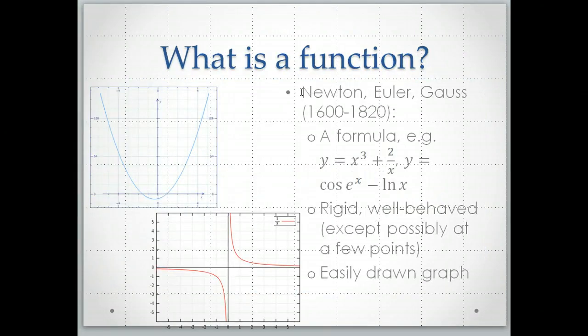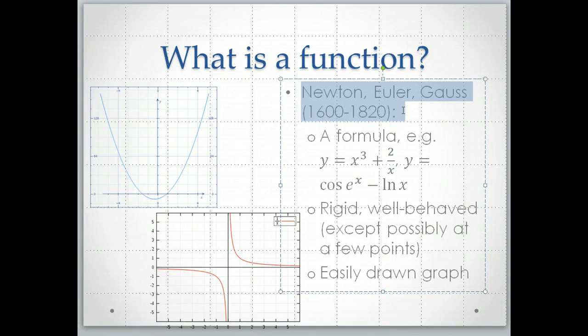Well, to Newton or Euler or Gauss, basically 1600 to about 1820, a function was really a formula. It was an algebraic gadget. So y equals x cubed plus 2 over x, or to get a little more complicated, y equals cosine of e to the x minus the natural log of x. These were functions, and this is how most high school students, for example, think of functions, although we try to tell them that functions are more interesting objects.